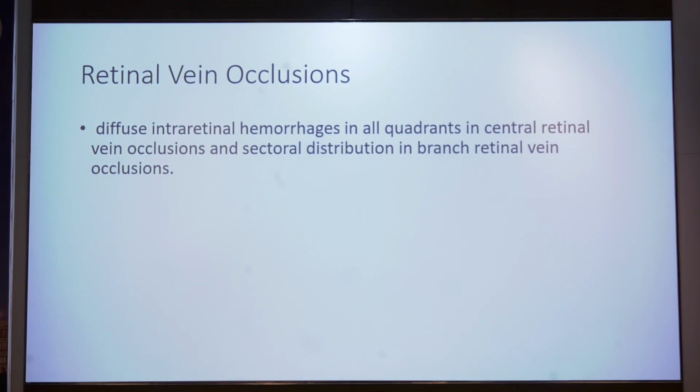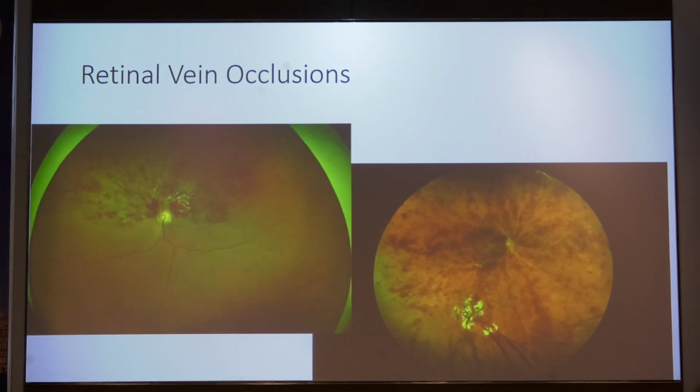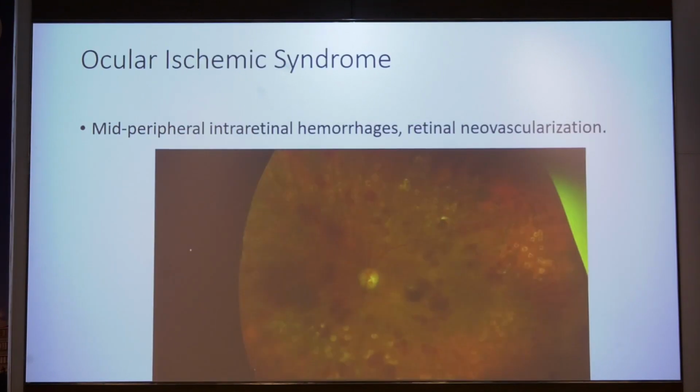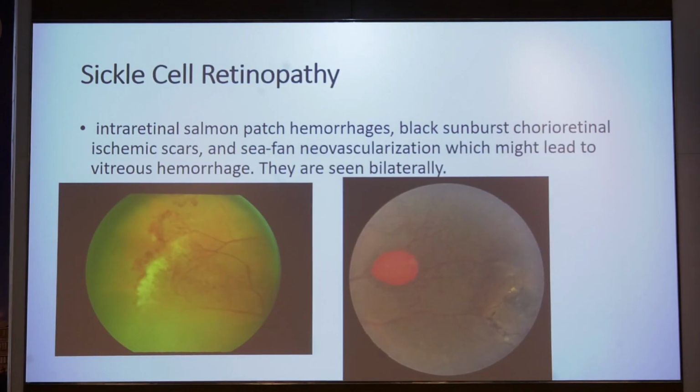In RVOs, we see diffuse intraretinal hemorrhages in all quadrants in central vein occlusion, and sectoral distribution in branch vein occlusions. Here on the left side is a superior hemi-RVO, and on the right side we can see CRVO. Here also is a post-op case where an inferior hemi-CRVO is there.